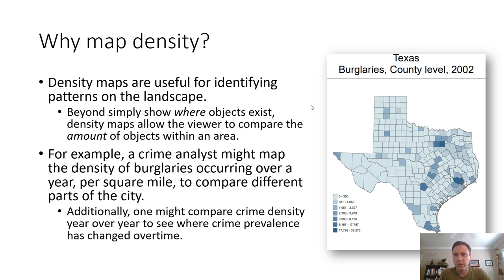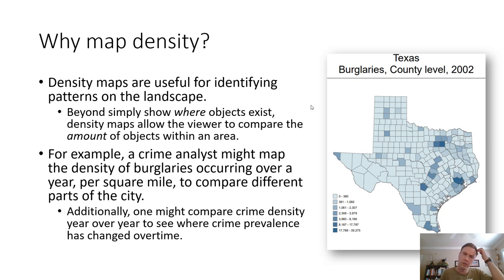So this example on the right is burglaries at the county level in Texas, 2002. If you were to look at just the actual events of burglaries, they'd be spread out over the state. But if you're able to see density, those areas with a higher number of burglaries in one location pop out on a density map.